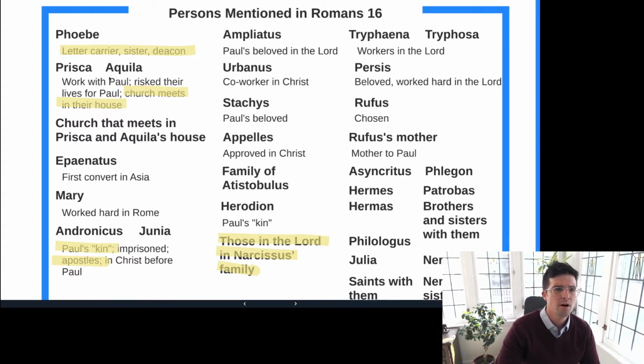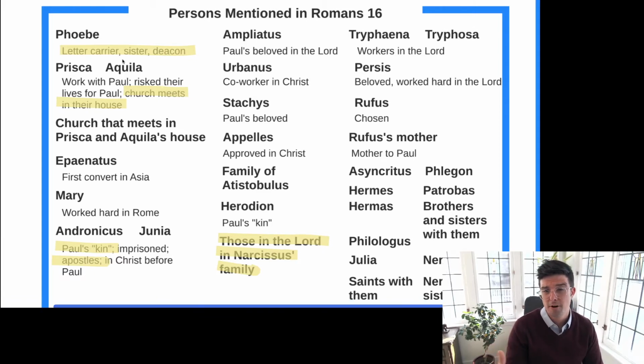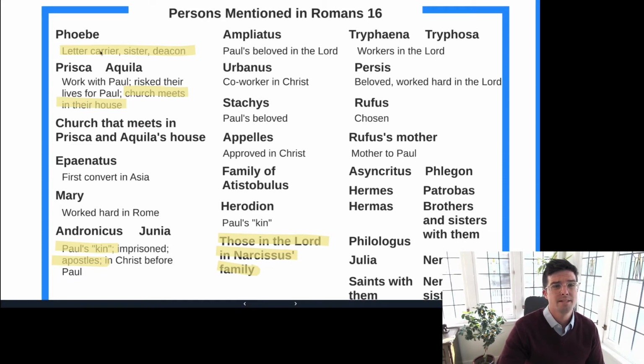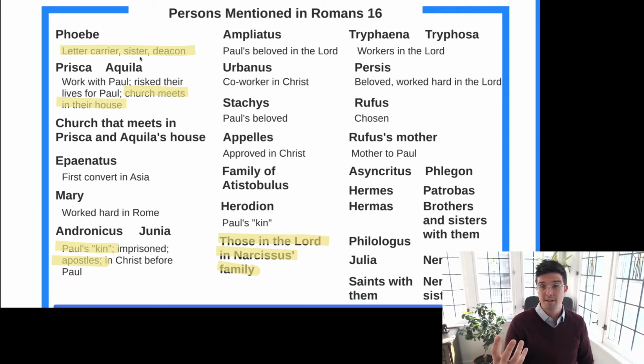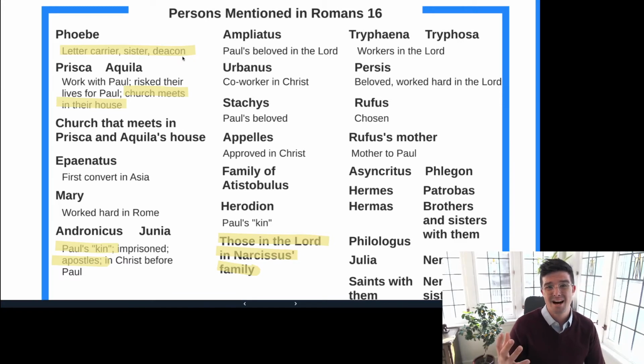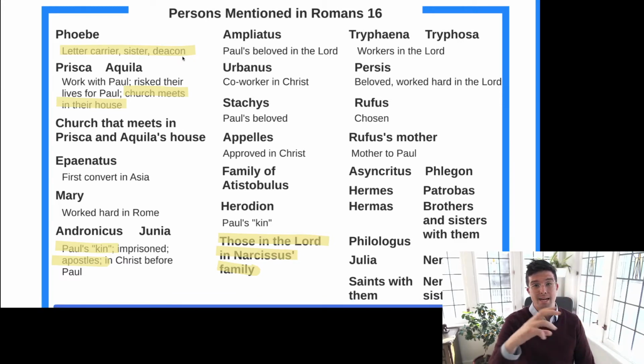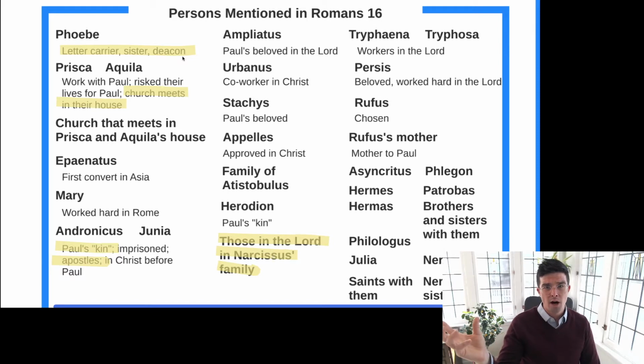So if we look over here to Phoebe, who is incredibly important for Romans, we see this not only in Paul's commendation of her in chapter 16 verses 1 and 2, but also in the titles he gives Phoebe. She's the letter carrier. He calls her a sister, using this term of fictive kinship, of affection, but then also a deacon, a diakonos, the word that we directly take into our English vocabulary for deacon.